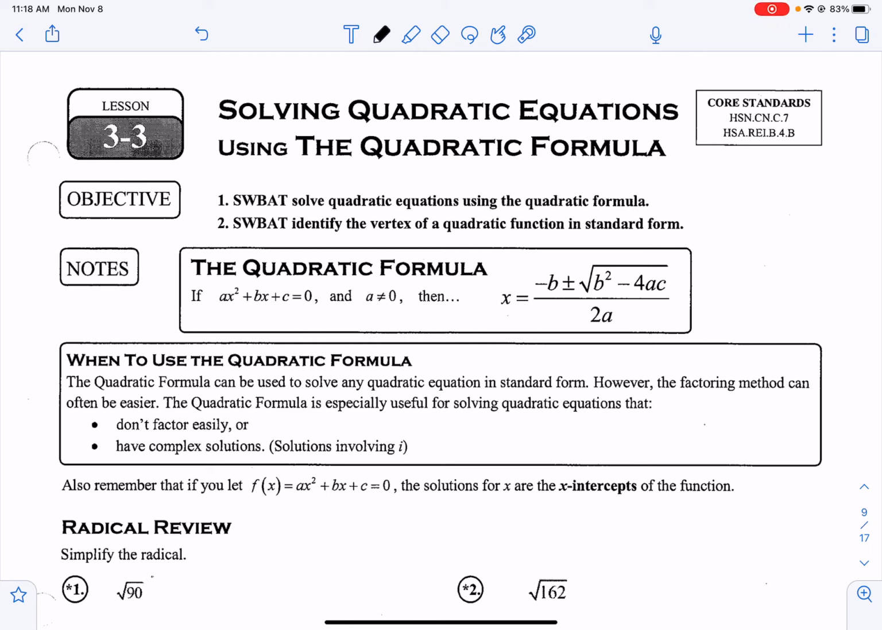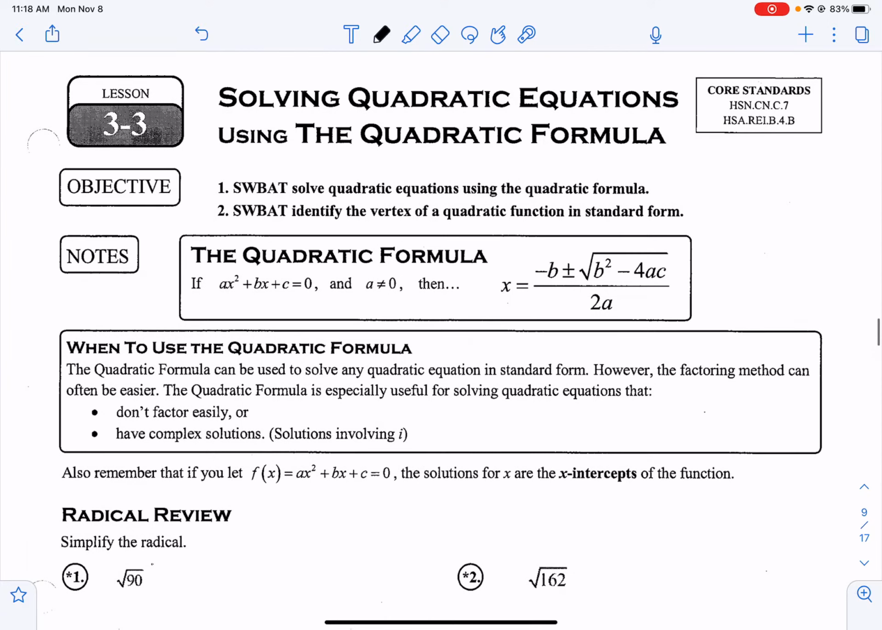All right, guys, so solving quadratic equations using the quadratic formula. This is a big, messy formula that is a little bit intimidating at first, but once you learn how to use it, a lot of you are going to end up using this more than any other method to solve quadratic equations. The benefit to this one is it always works.